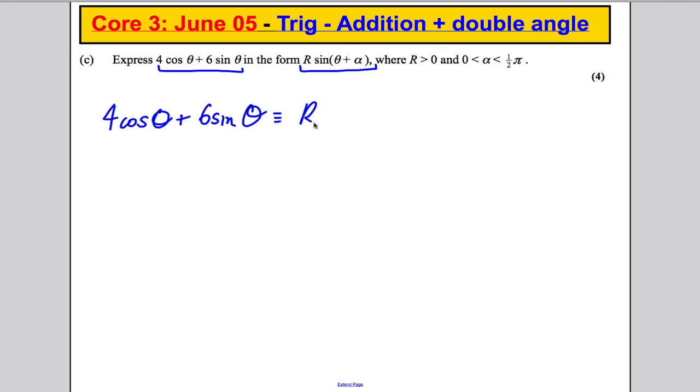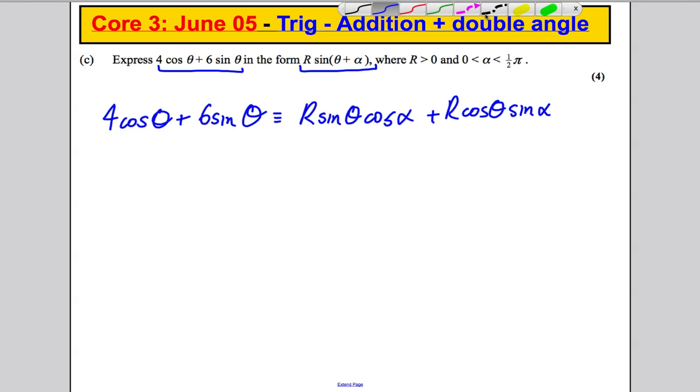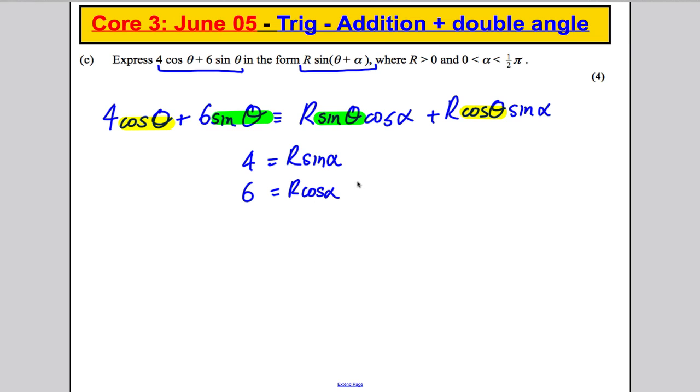r sine theta cos alpha plus r cos theta sine alpha. Therefore, looking at the cos thetas here, I know that I can write that 4 must be r sine alpha, and looking at the sine thetas here, I know that 6 must be equal to r cos alpha.